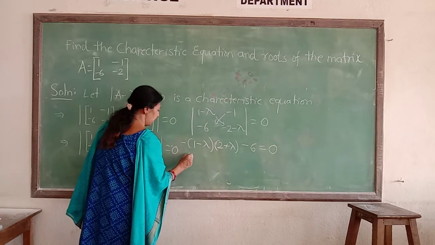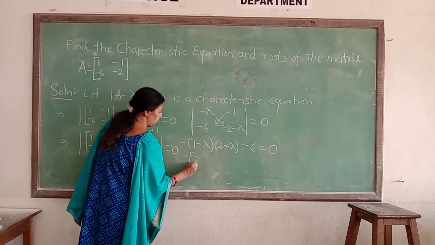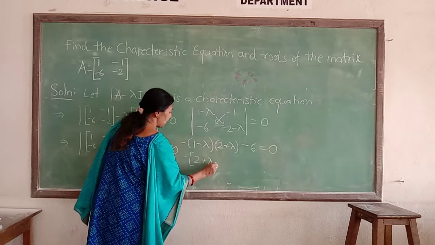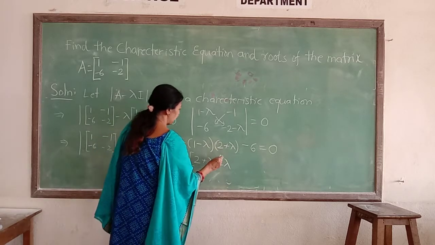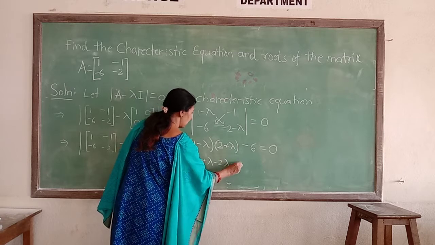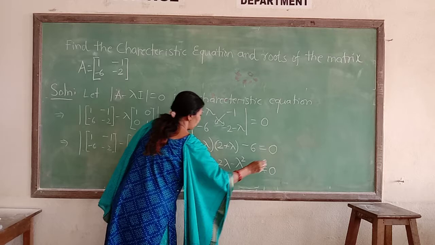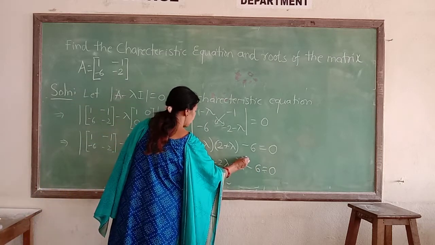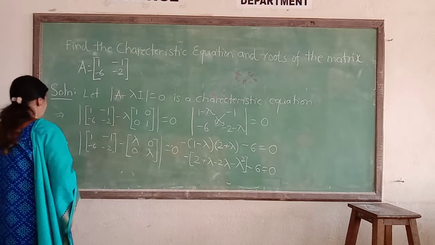Then minus, keep outside the bracket, multiply these two. 1 into 2 is 2, 1 into lambda is 1 lambda, minus 2 into lambda is minus 2 lambda, minus lambda into lambda is minus lambda square, and this minus 6 is equal to 0. So this is a characteristic equation. The minus common is still waiting outside to multiply. Check the sign above.